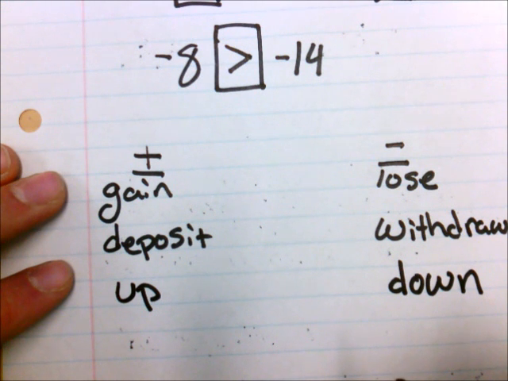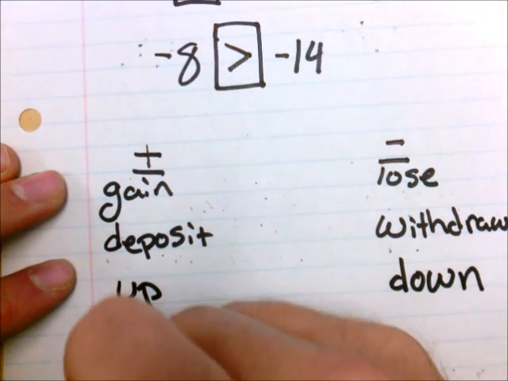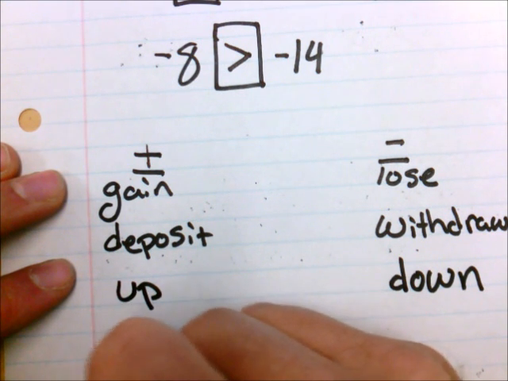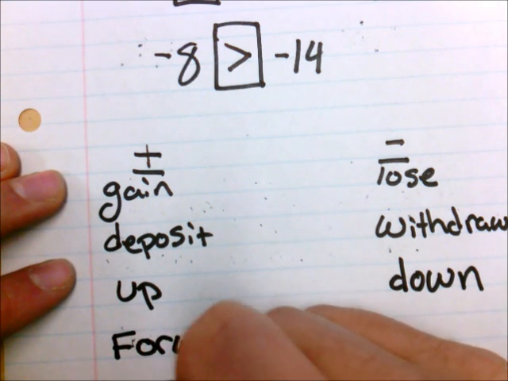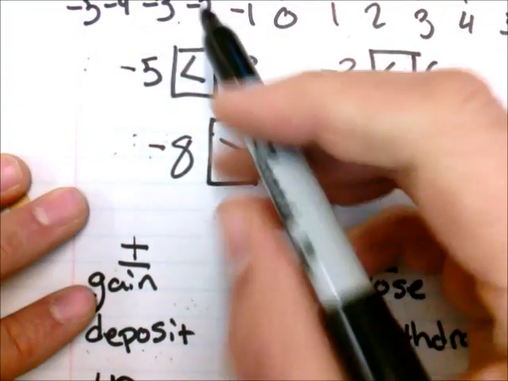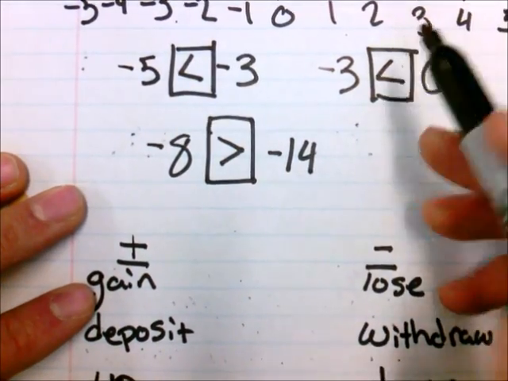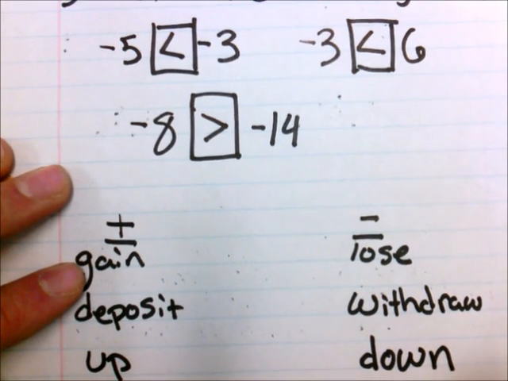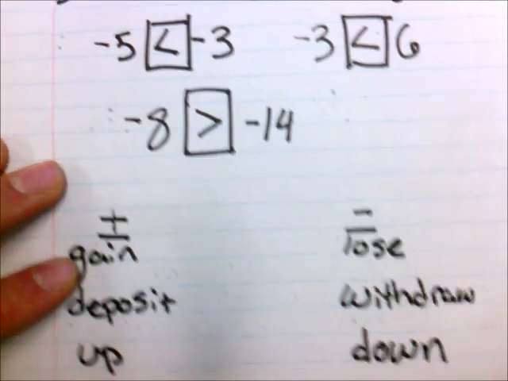And then maybe one more. If I go forwards on the number line, I'm going positive. If I go backwards, it's going to be my negative there.